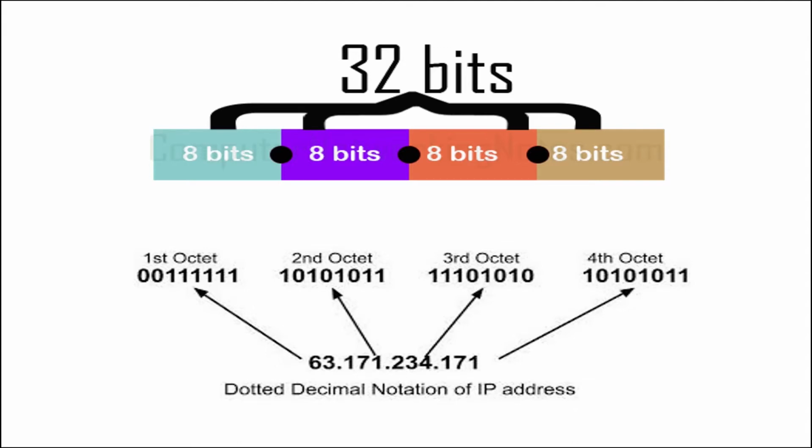But as humans, it is difficult for us to read these binary numbers. So that's why there is a decimal notation for this 32-bit IPv4 address. We can convert each octet into a decimal number, then separate them by dots. Then we call it the dotted decimal notation of an IPv4 address.